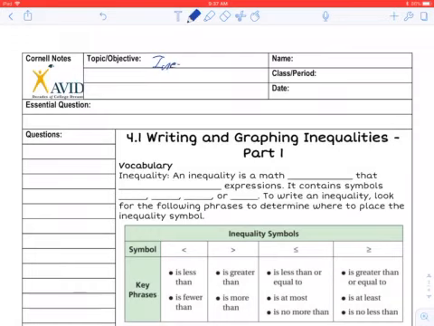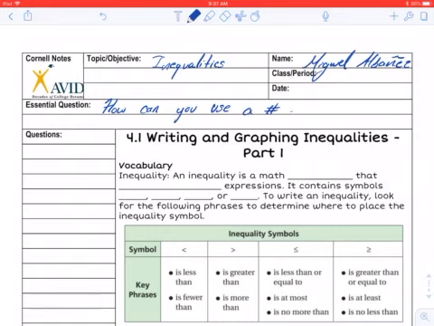And then the essential question for today is, how can you use a number line to represent solutions of an inequality? How can you use a number line to represent solutions of an inequality?